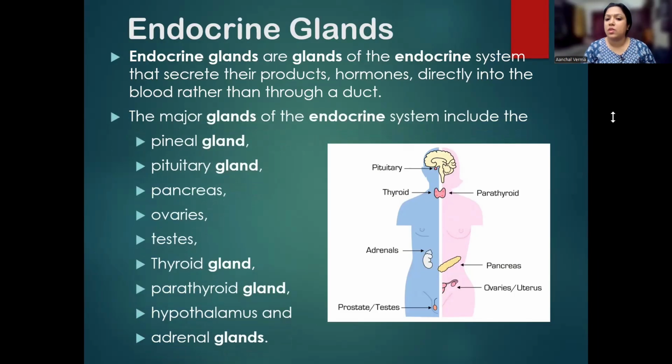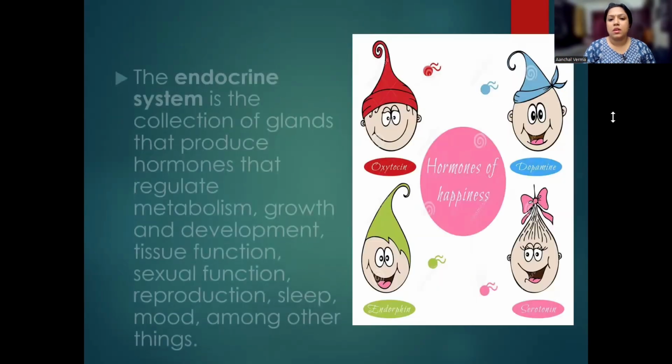These are the major endocrine glands that we have: pineal gland, pituitary gland, pancreas, ovaries, testes, thyroid gland, parathyroid gland, hypothalamus, and adrenal. Now, hypothalamus is a part of the brain, but it plays a very important role in your endocrine system because it controls the pituitary. But the pituitary is the master gland. It controls the other endocrine glands. Okay, so let us move ahead.